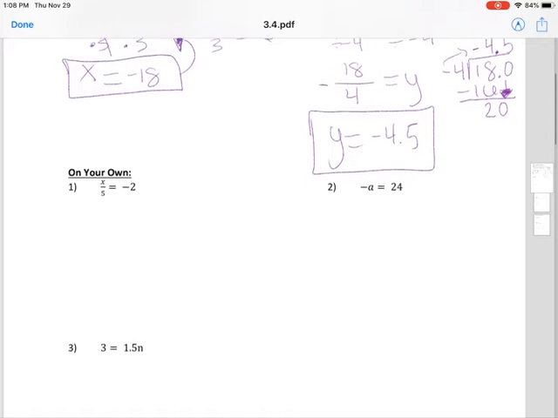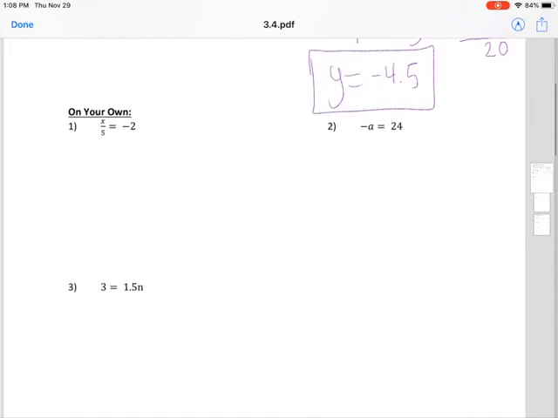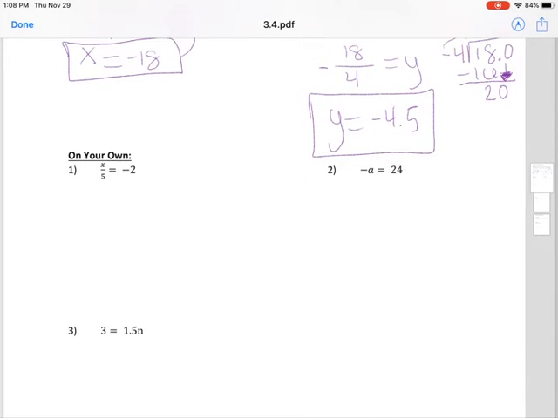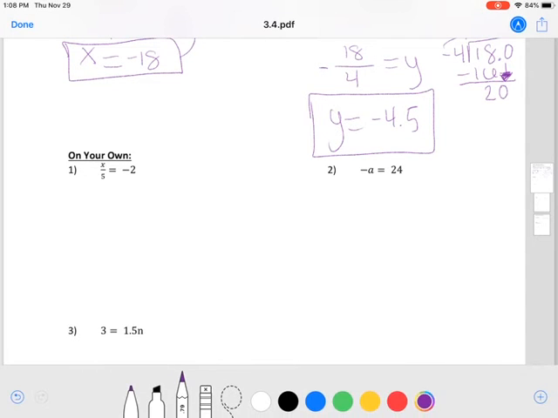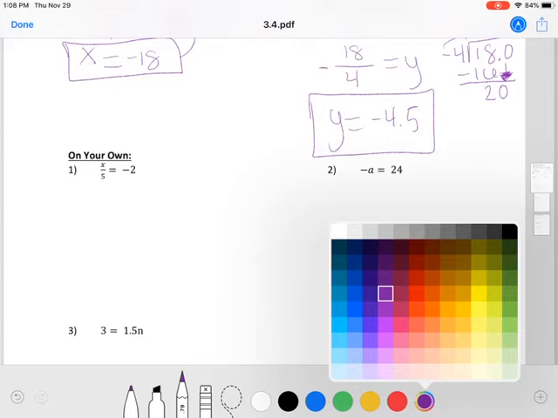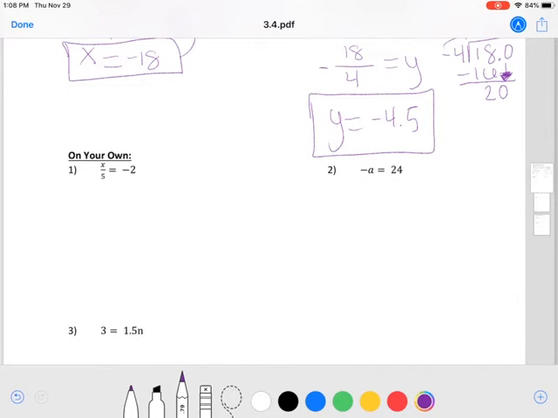So we have 3 practice problems that you guys need to try on your own. What I want you guys to keep in mind is, 1, what operation is currently being used, division or multiplication, and what do we need to do to undo the operation? And before I let you guys go, I want you guys to look at problem number 2 because I'm sure that this is going to have a couple questions.